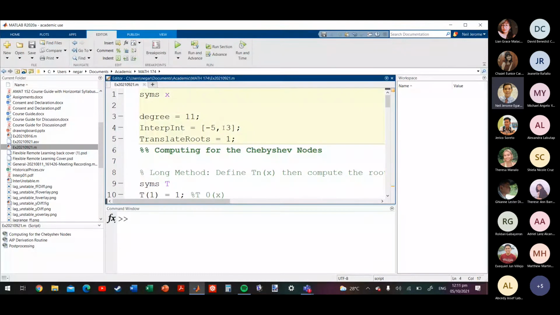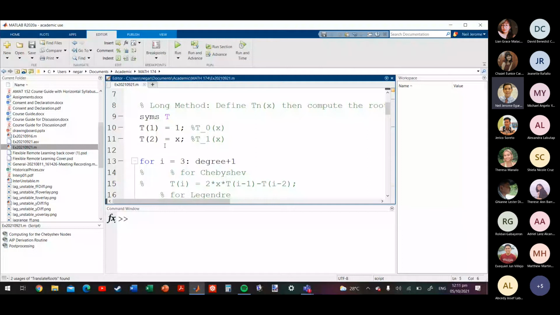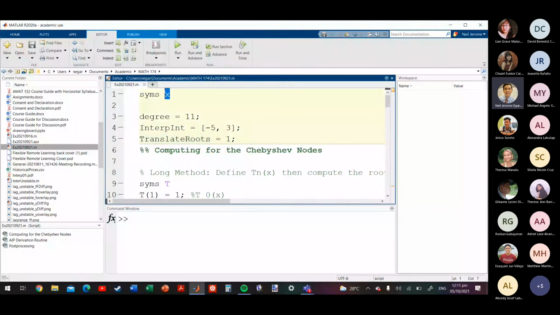Okay, so here I will be building up again on the code that we had been using last time. Okay, so hold on. Okay, there. Of course, line number 1, just declaring x to be a symbolic variable.